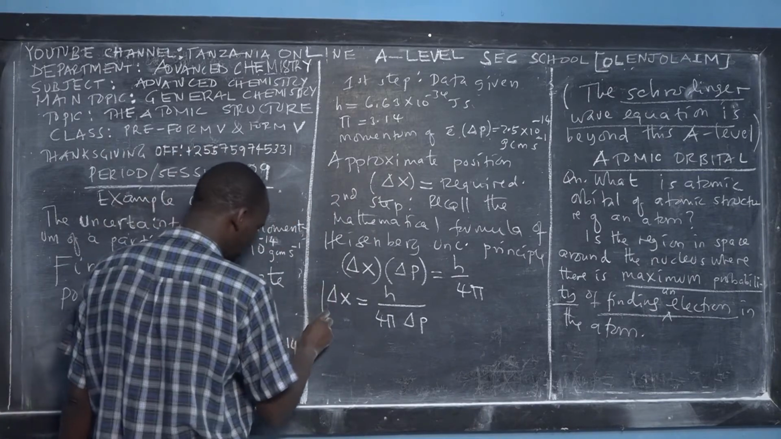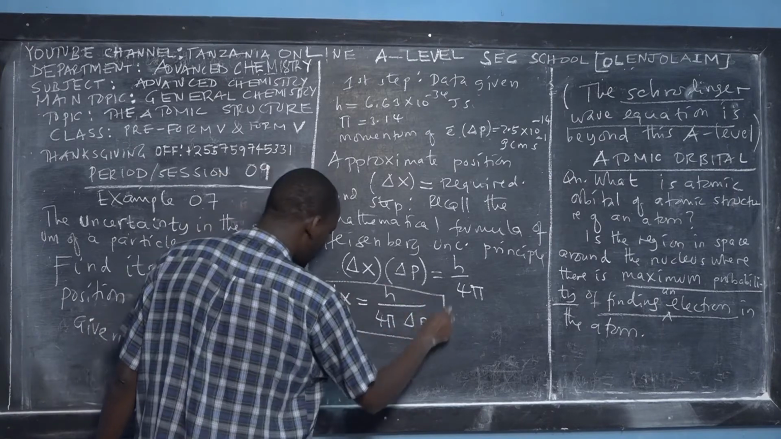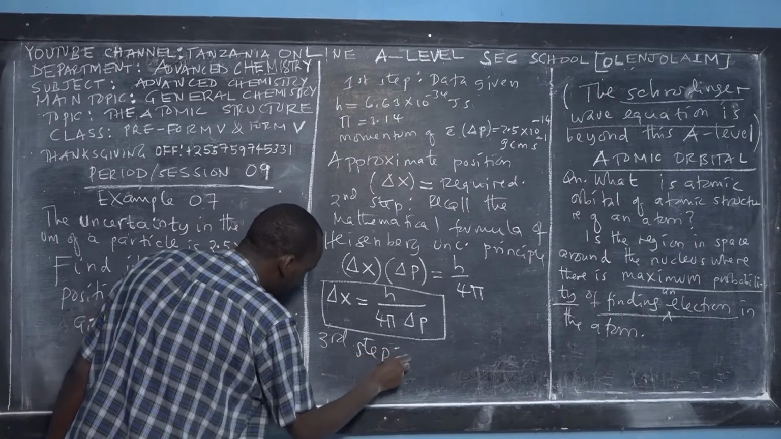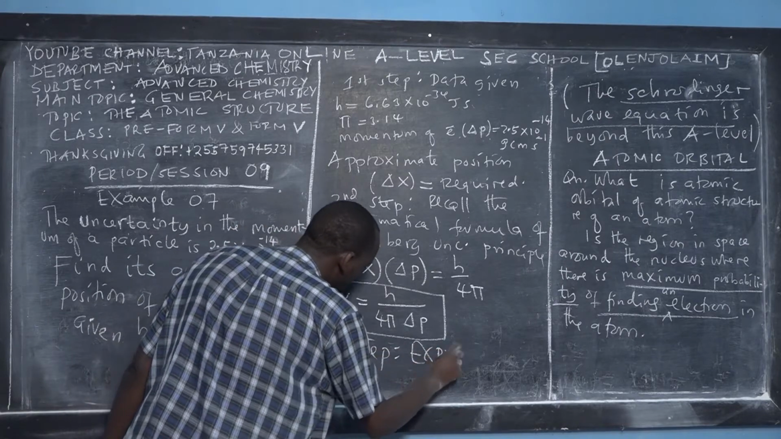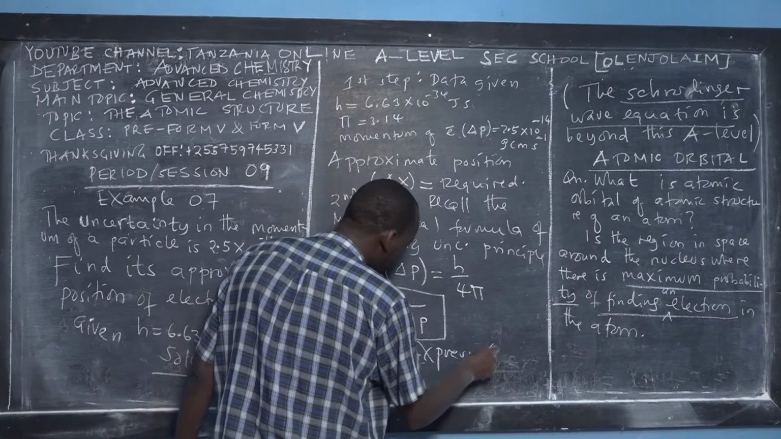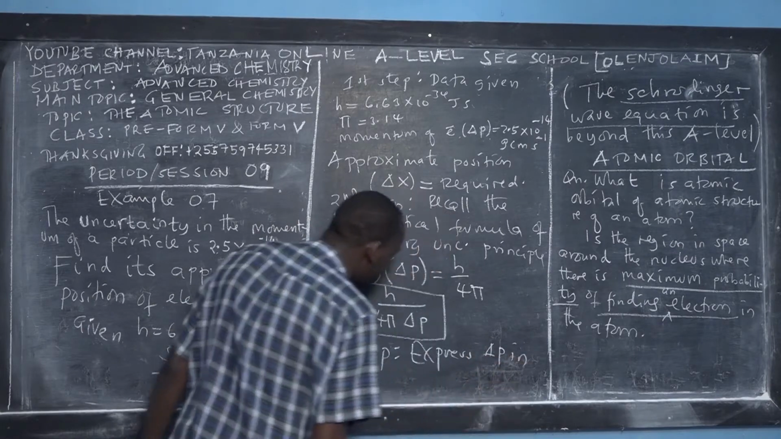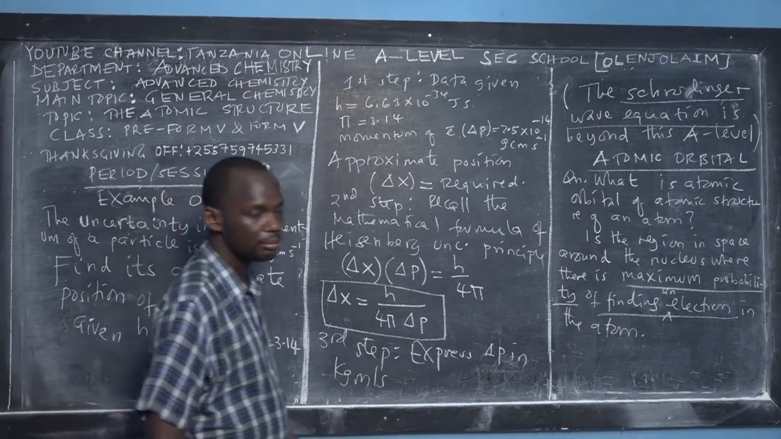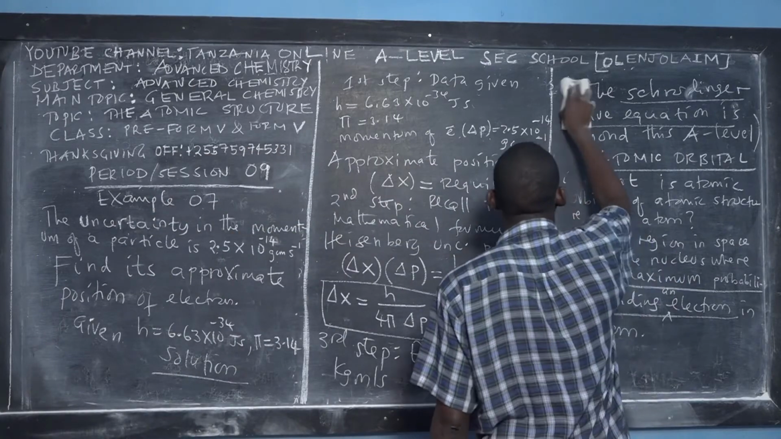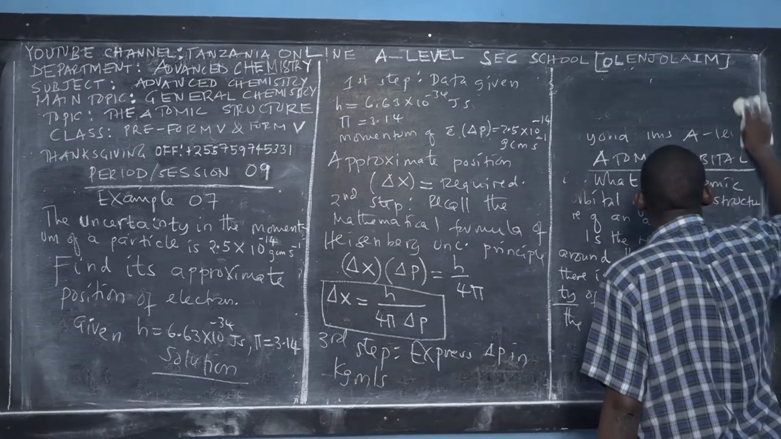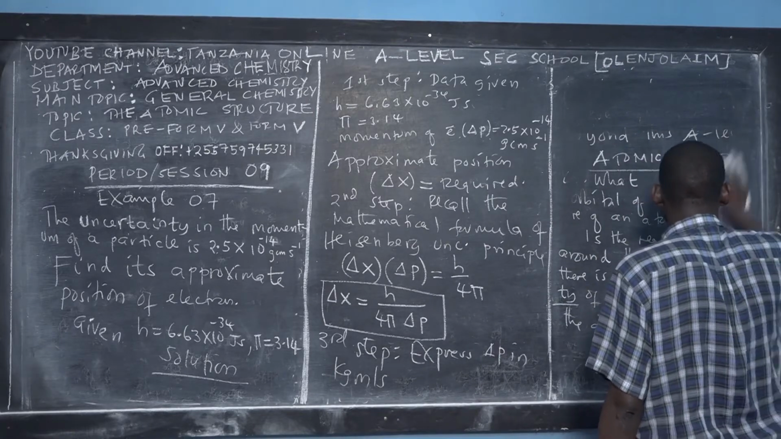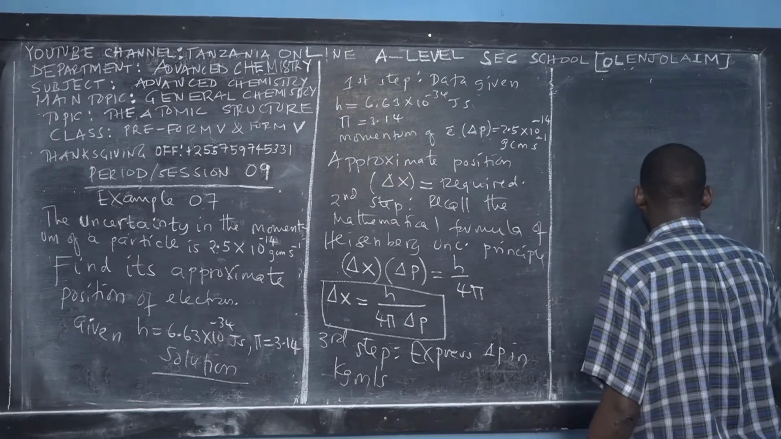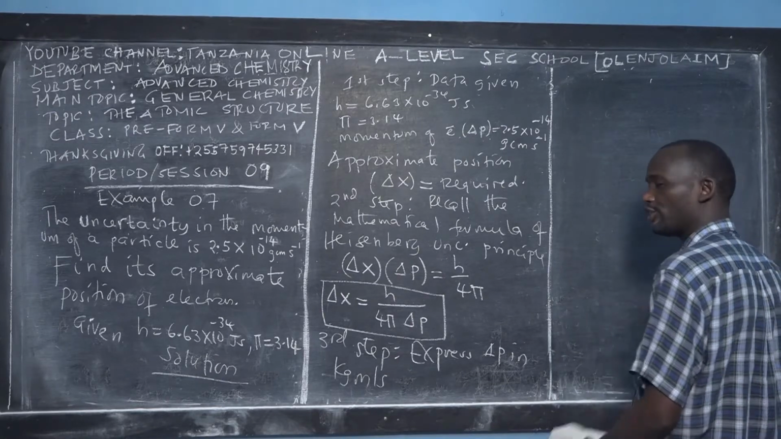Okay, this is the formula that we're going to use, but we have to do something in advance. And this is the first step. Let us express the momentum in its SI unit in kilogram meter per second, because we've been given its quantity in gram centimeter per second. So then we have to do the unit conversion process. That's one of the tricks there.